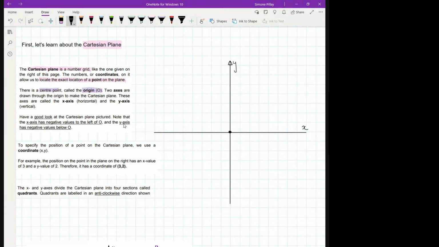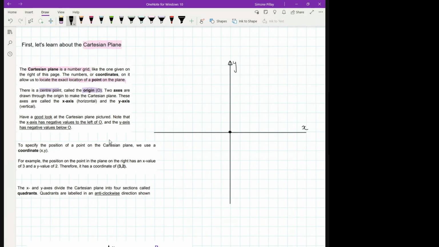So far, let me know, use some of your reactions. Are we all good with the Cartesian plane? Are we good with the axes? And are we good with the origin? Cool. Lots of thumbs ups. Thank you, guys. Great stuff.